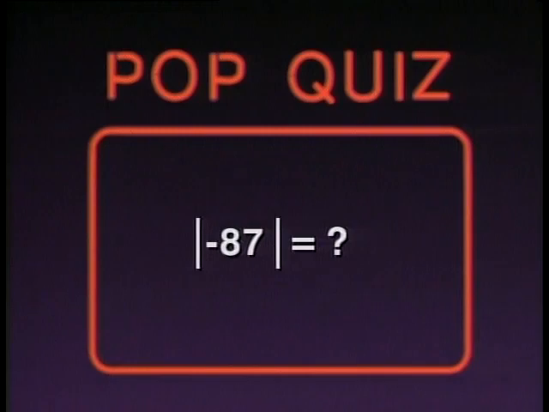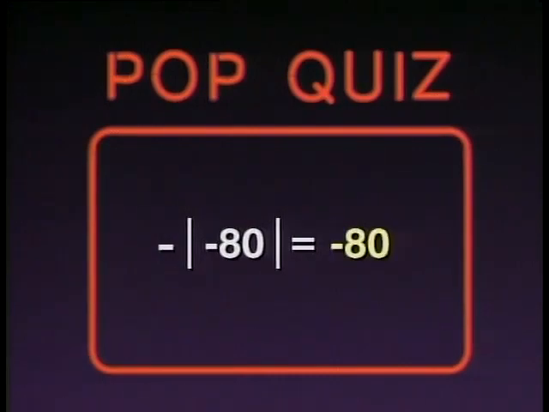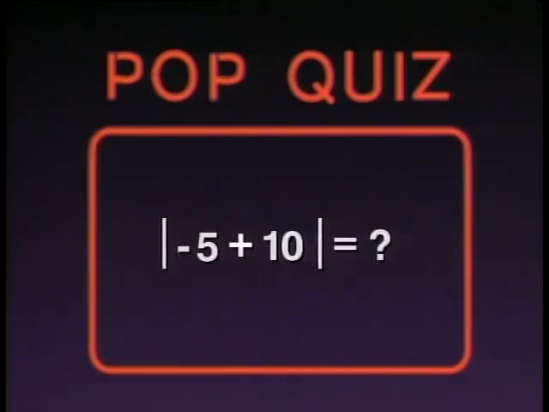What's the absolute value of negative 87? 87. What does this expression equal? Negative 80.